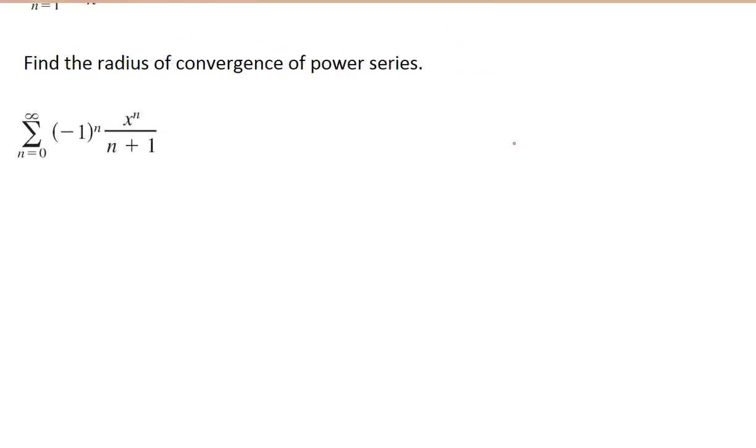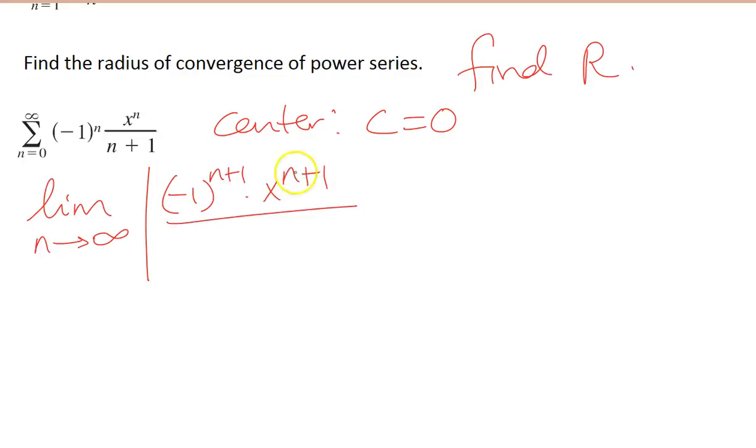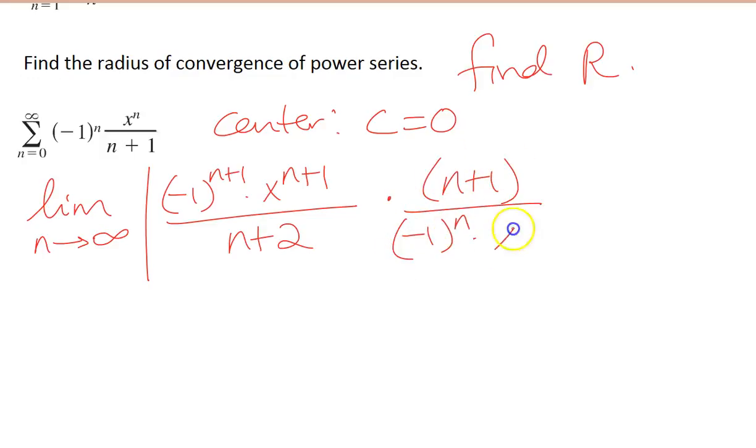Find the radius of convergence of the power series. In other words, find r. Alright guys, let's determine the center first. What's the center? x minus c to the power n, so center is 0. Okay, to find the radius of convergence, start with the ratio test. Limit as n goes to infinity of a_(n+1), negative 1 to the power n plus 1, x to the power n plus 1.